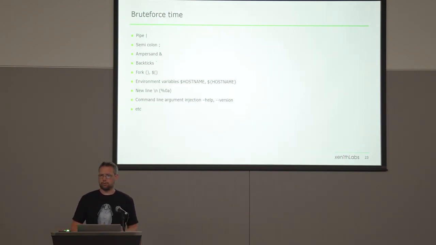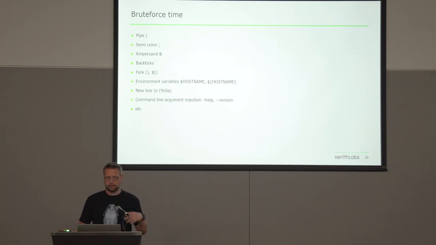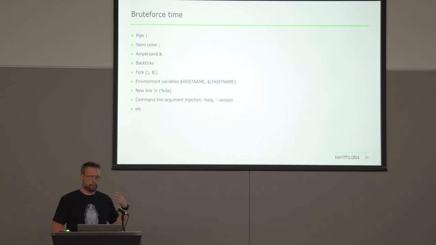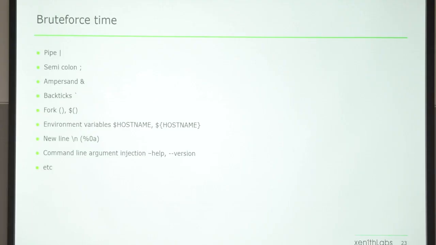So let's do the usual brute force as you do as a pen tester. You're like, all right, well maybe semicolon is filtered, or semicolon got escaped, and so it didn't work. So let's try pipe character, ampersand, backticks, forks, environment variables, new line, command line injection, arguments, etc. Just run through the whole thing, and then one by one see what the output is. Maybe try combining multiple in case there is a whitelist.